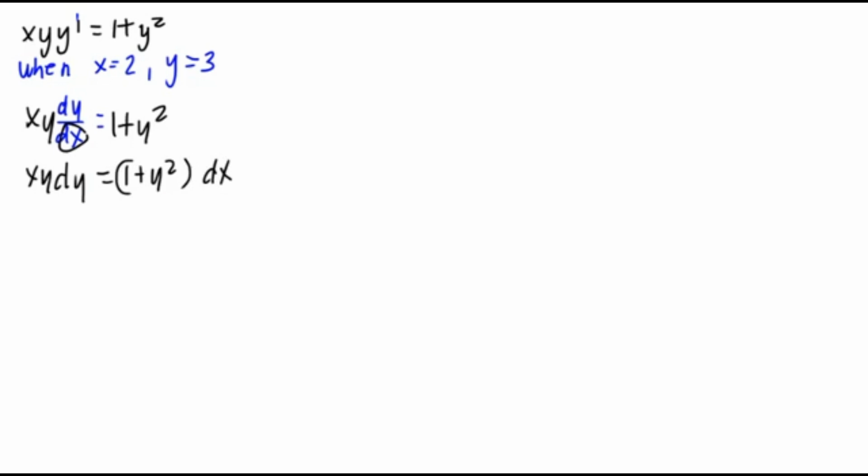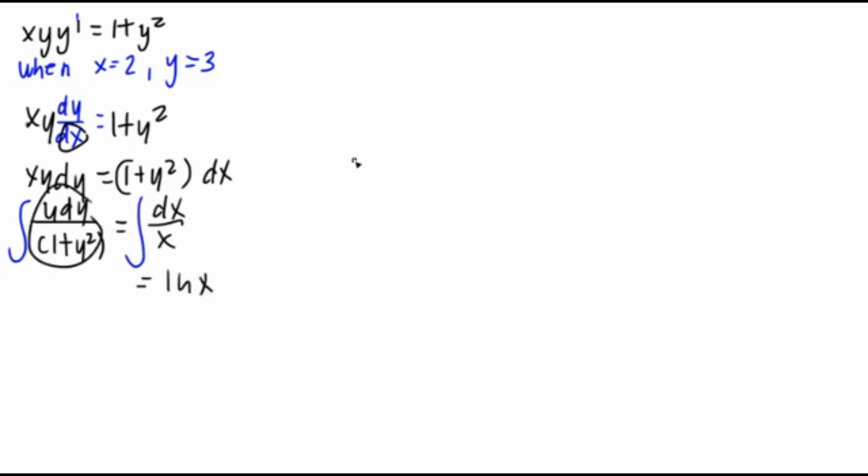Next is, mag-separate tayo ng variables. Magiging siyang y dy over 1 plus y squared is equal to dx over x. Integrate natin both sides. Ito magiging ln x. Ito solve natin sa gilid.